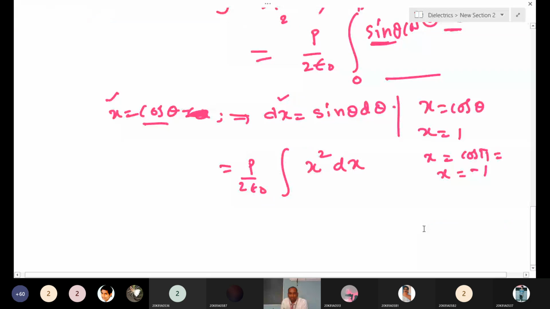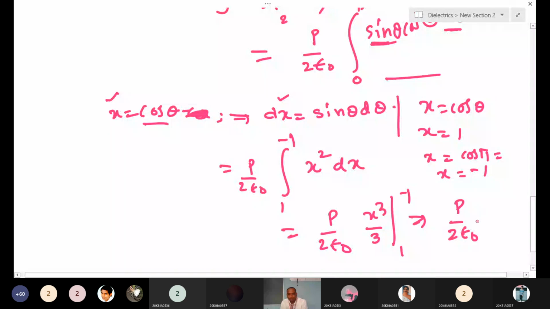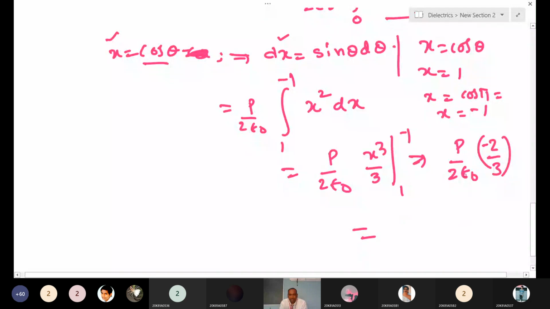Now P by 2 epsilon naught. This integration is x cube by 3, right? X cube by 3, with limits +1 to -1. So you can rewrite this expression: P by 2 epsilon naught, and what you will get? The answer is -2 by 3. Okay, -2 by 3 you are getting, right? So here these two will cancel: P by 3 epsilon naught.